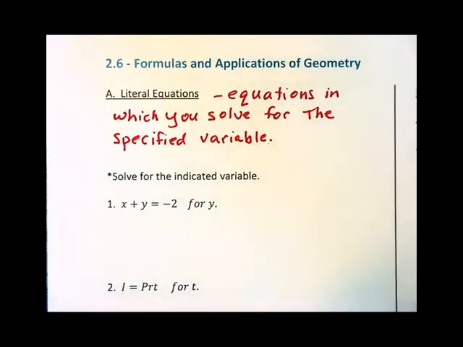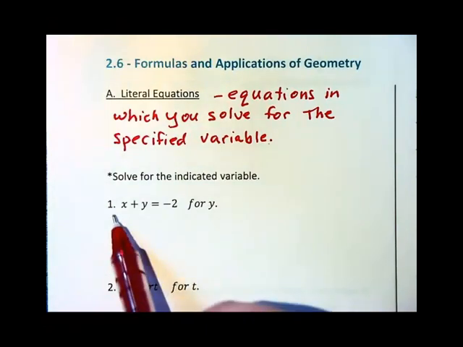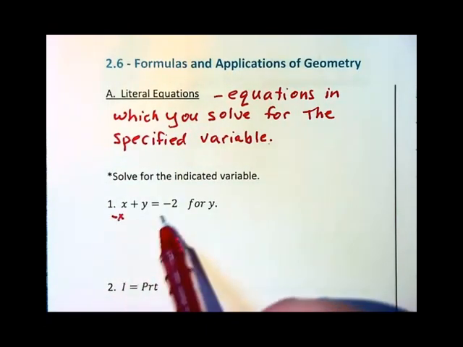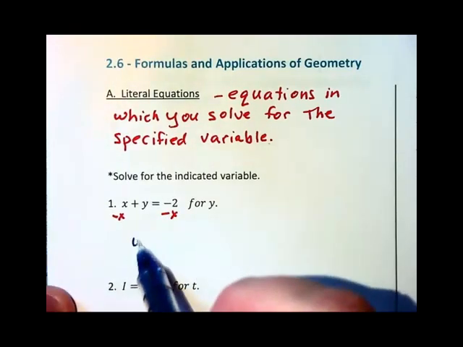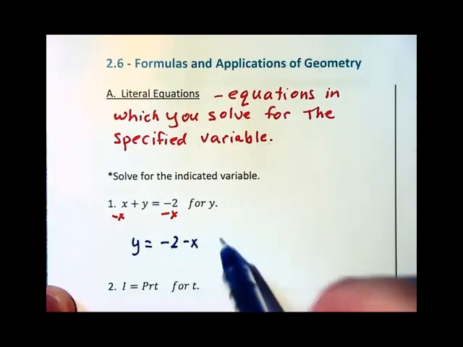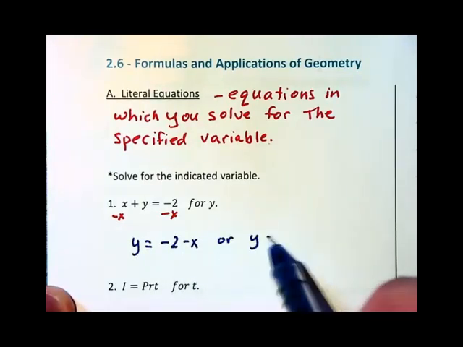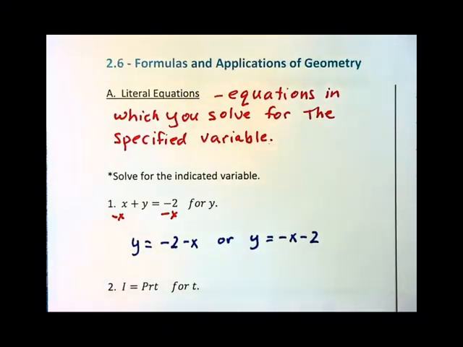In this first problem, they're asking us to solve x plus y equals -2 for y, which means you do not want the plus x with the y, and so we want to subtract that x off of each side of the equation. That would give us y equals either -2 minus x, or you can rewrite that as y equals -x minus 2. Your choice, because addition is commutative, and whether you add the -2 or add the -x, the order does not matter.